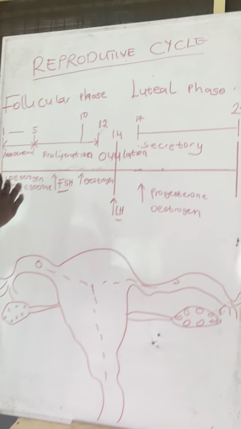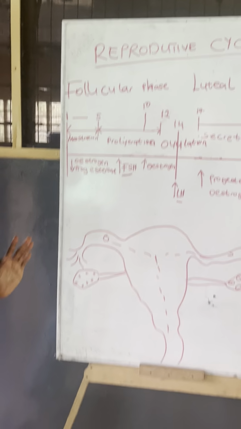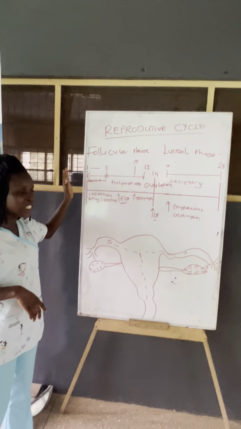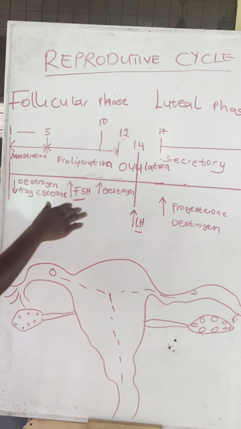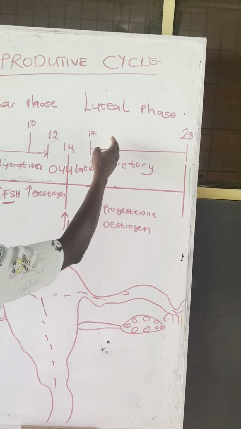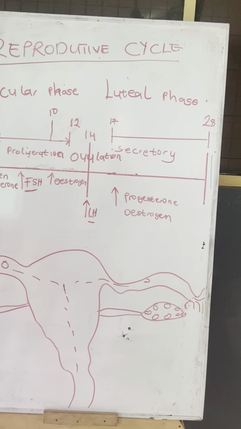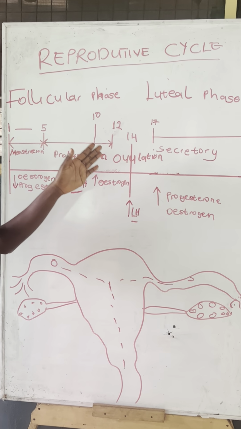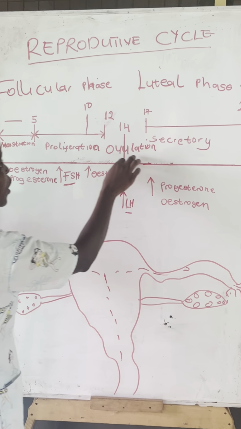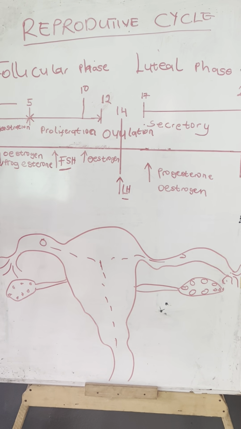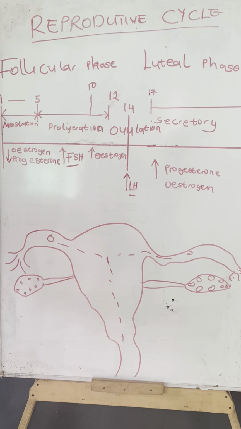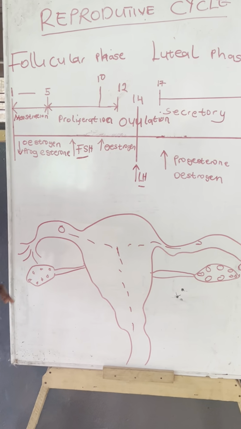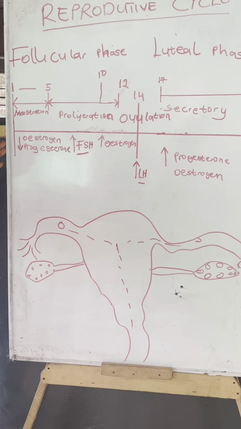The ovarian cycle is made up of three main phases. We have the first phase, which is the first 14 days, the follicular phase. Then the 14th day, which is the ovulation. And the next 14 days after ovulation, which is the luteal phase. So the ovarian cycle has three main phases: the follicular phase, the ovulation, and the luteal phase. The endometrial cycle also has three main phases: the menstruation, the proliferation, and the secretion. And both these cycles occur simultaneously.